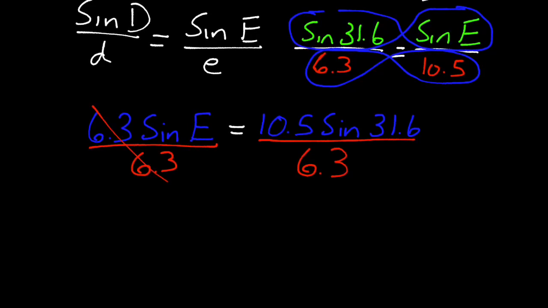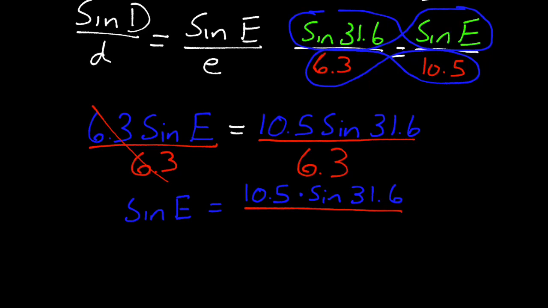And that gives us the sine of E equals 10.5 times the sine of 31.6. I know I didn't write the multiplication symbol before. It doesn't make a difference that I did now. All of that divided by 6.3. There's what the sine of E equals. Remember, this is our relationship. This is the length of our opposite side divided by our hypotenuse.